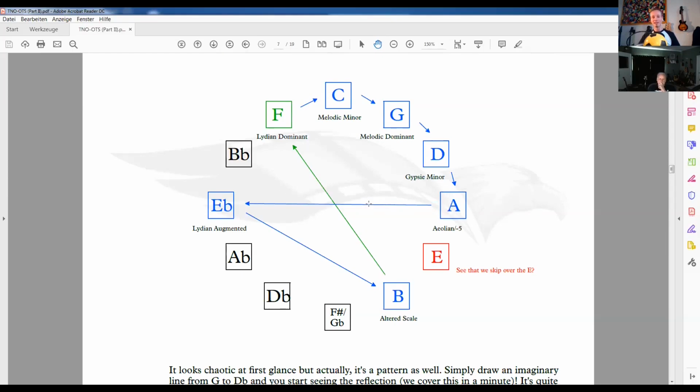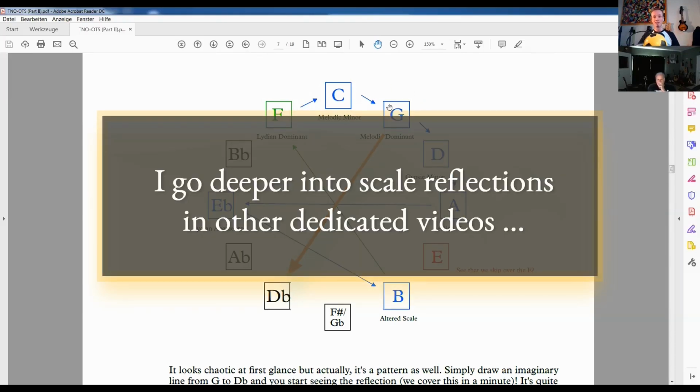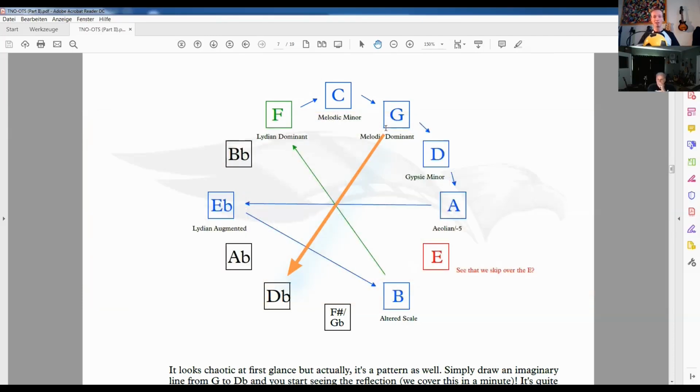And now here it comes. Although this creates a different shape compared to the one that we get when we follow the church modes, draw an imaginary line right here between the G and the D flat. Okay, here's our line. And now this line again is our axis that shows the reflections, which means obviously melodic dominant, that is our palindrome. Okay, it does not have a reflective scale partner. So this is the match of the Dorian scale in the church modes.